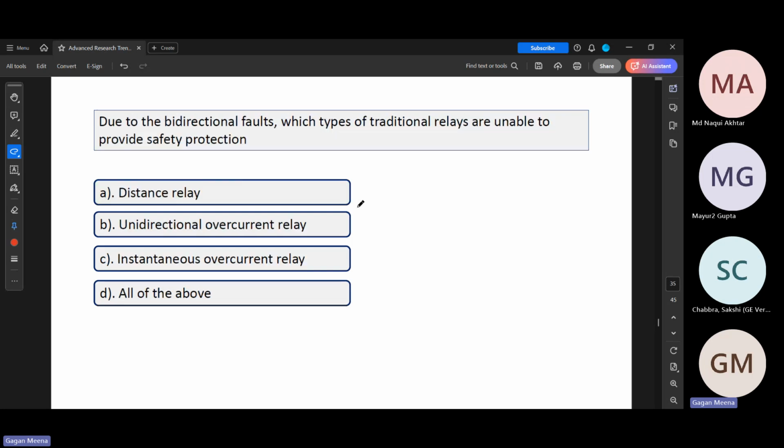Now, next question. Due to the bidirectional faults, which type of traditional relays are unable to provide safety protection? Unidirectional overcurrent relays. Yes, correct, because we need the directional element also. Because of the DERs, there will be current in both the directions, bidirectional, and the overcurrent relay will only detect in the forward direction.